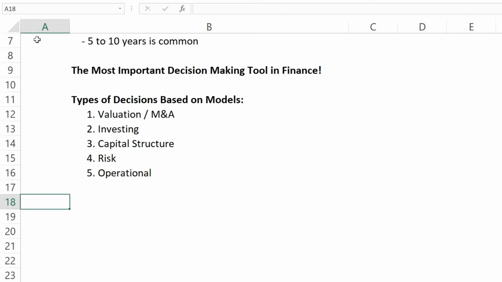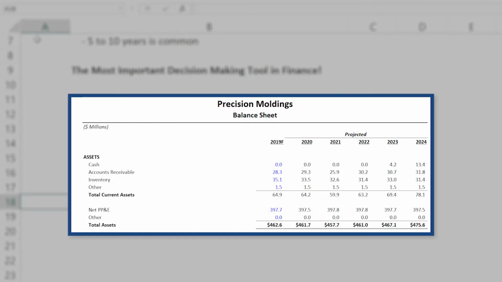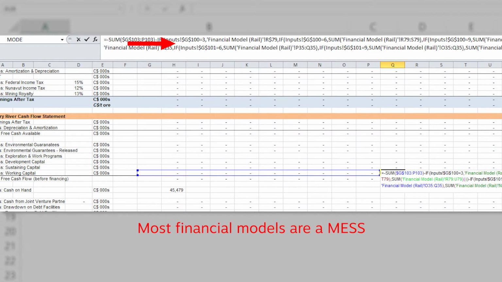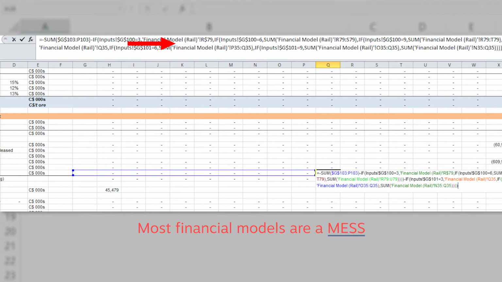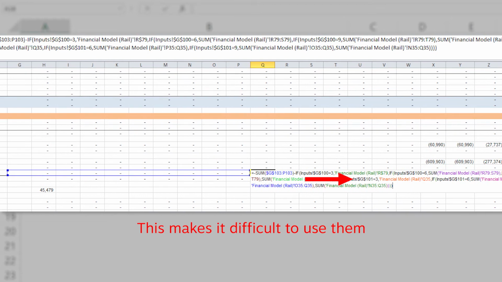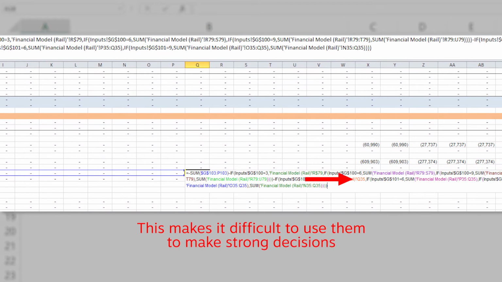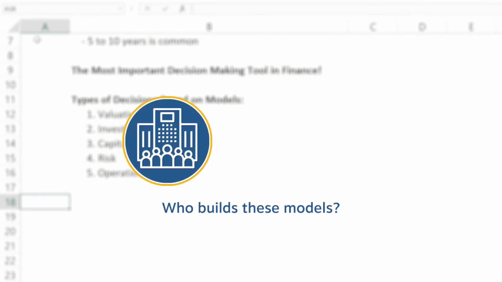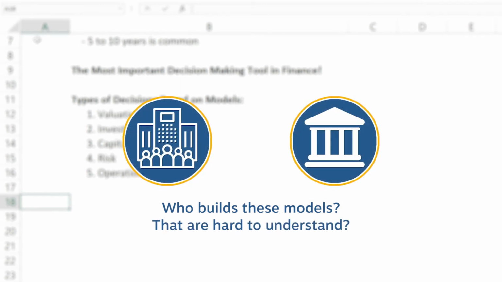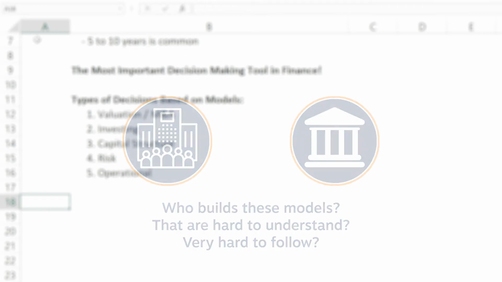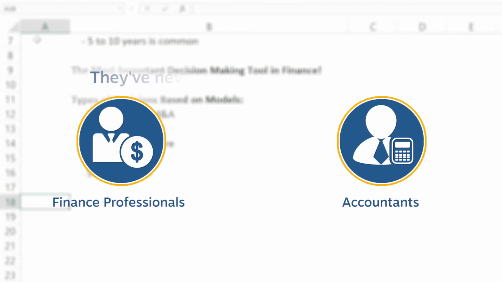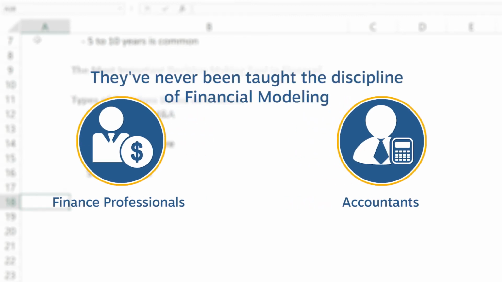So it sounds pretty simple. All we need to do is take a company's historical statements and forecast them into the future. But there's a problem. The problem is that most financial models are a mess, and they make it very difficult for people to use them to make strong decisions. So who builds these models at companies, at banks that are very hard to understand, very hard to follow? Well, they're built by finance professionals, by accountants, intelligent people. The issue is they've never been taught about the discipline of modeling.